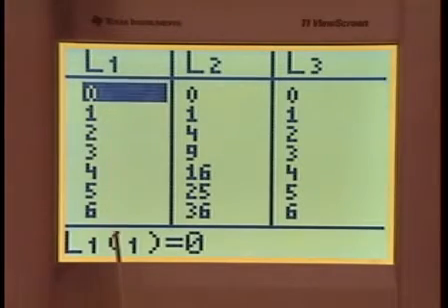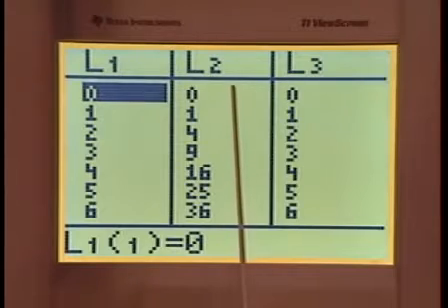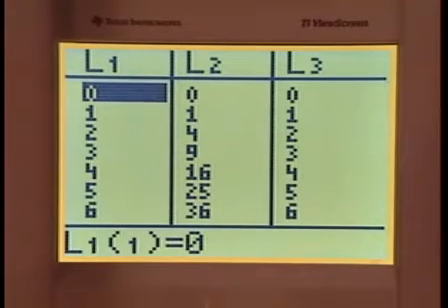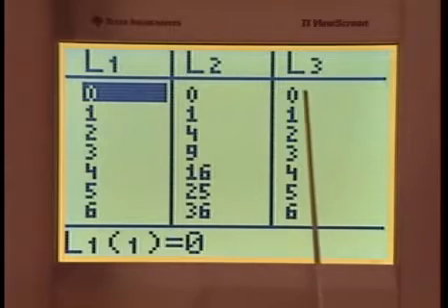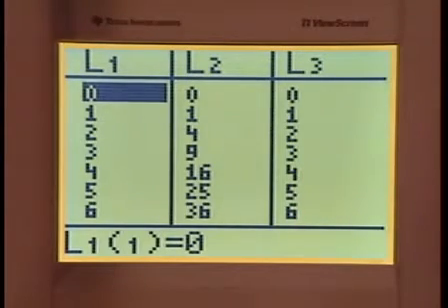Under L1, we have the values of n, the input values. We use n, as you know, for whole numbers. You could also call these x. Under L2, we have the squared numbers, or a, the area values. 0 squared, 1 squared, 2 squared, 3 squared, up to 6 squared. We can ignore column L3. That's for our next exploration. We're now pretty much experts about this.